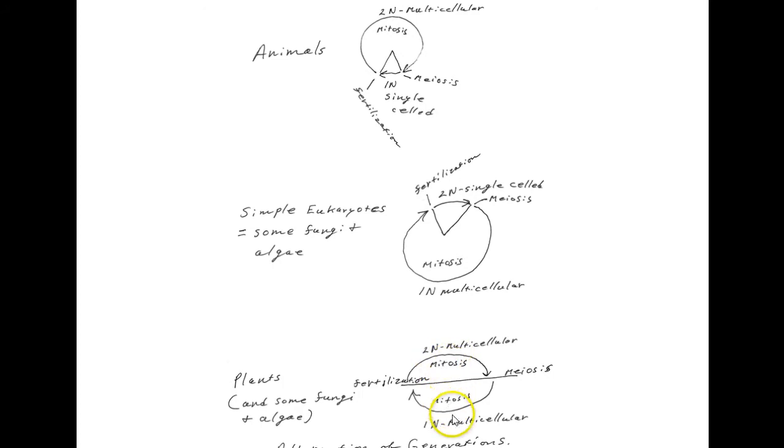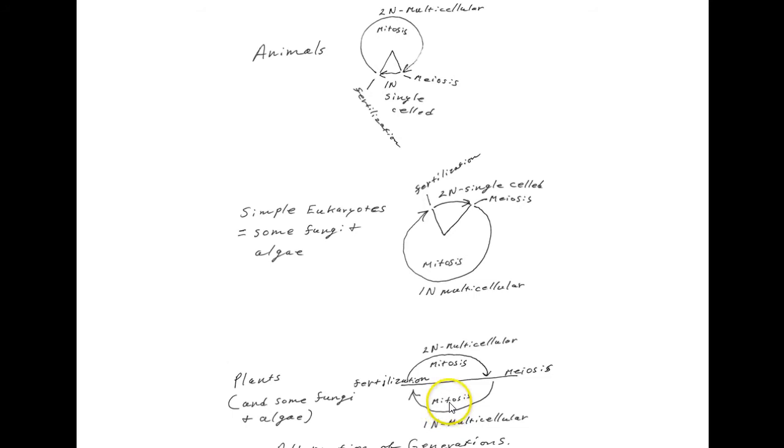The multicellular haploid state is going to be just a few cells. You might have maybe about 3 cell divisions producing about an 8 cell structure deep inside the flower.